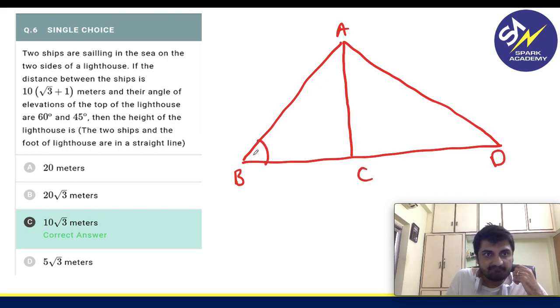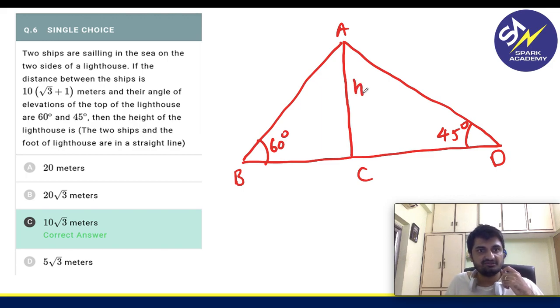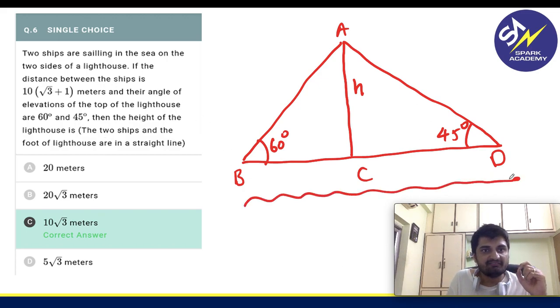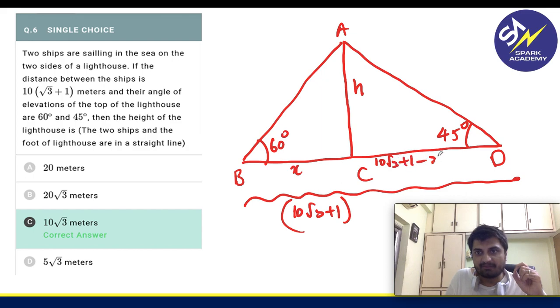Now what did he say? Angle of elevations are 60 degrees and 45 degrees is given to you. Height of the lighthouse, assume it to be h. Now what did he say? The distance between the ships, this is the distance between the ships, that is given by 10 root 3 plus 1, or this I will take it as x, this I can write it as 10 root 3 plus 1 minus x. So now you can do this, guys.